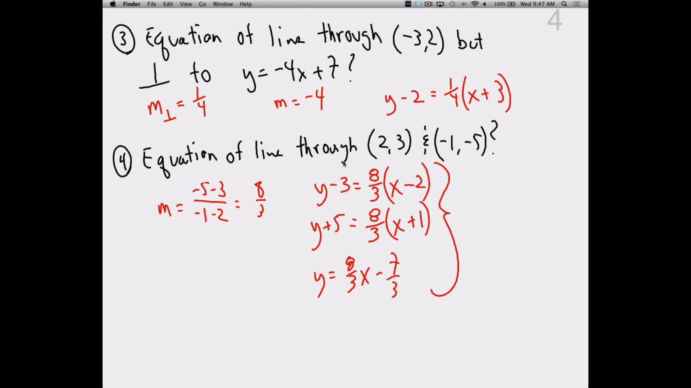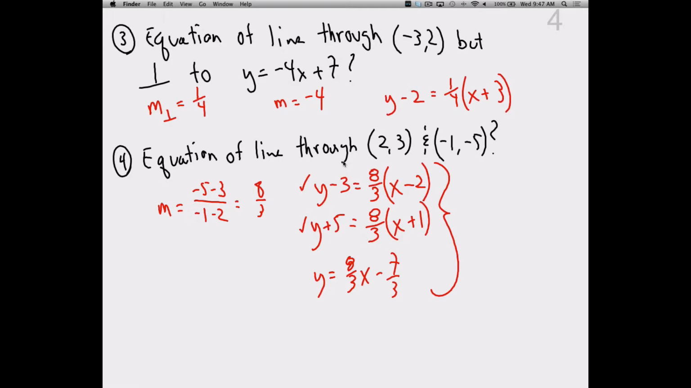And again, I'm going to emphasize point slope over slope intercept whenever possible. I'm not a fan of slope intercept. And notice none of this had to do with standard form. I don't even know why we bothered talking about standard form anymore.